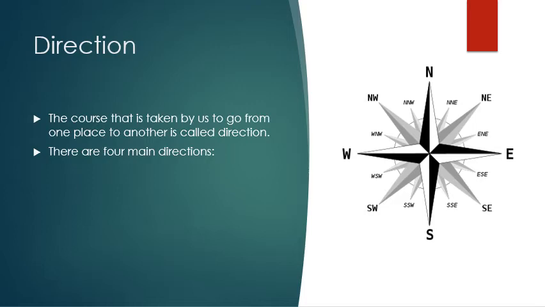There are four main directions. As on the screen you can see the diagram of the directions. In it, four main directions are there: east, west, south and north. Other than this, sub-directions are there. Between north and east, it is northeast. Between south and east, it is southeast. Between south and west, it is southwest. And between west and north, it is northwest.